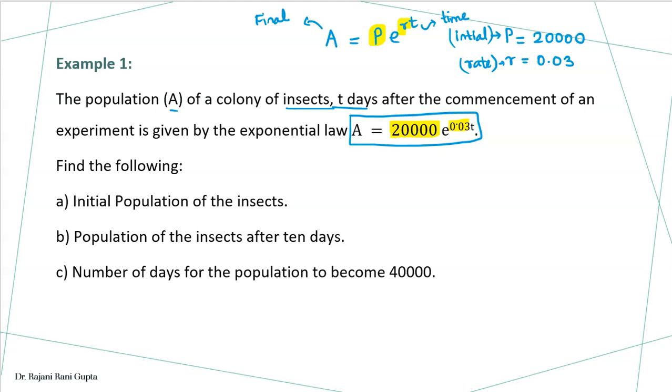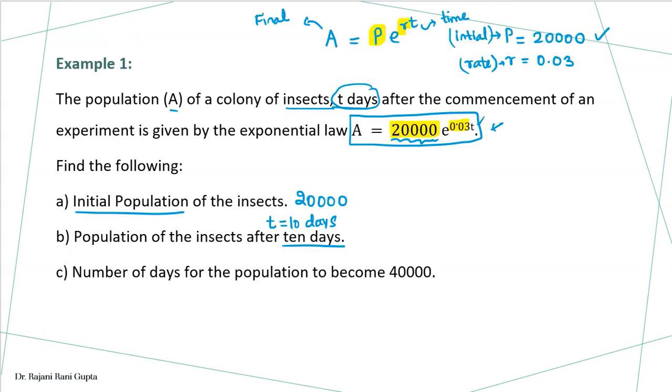So let's see how we answer these parts. They ask, find the initial population of the insects. The initial population is here, so the answer will be 20,000. Then in part B, they ask the population of the insects after 10 days. In days, we represent time, so this is your t. Now they give you time, t equals 10, and you have to find the population.